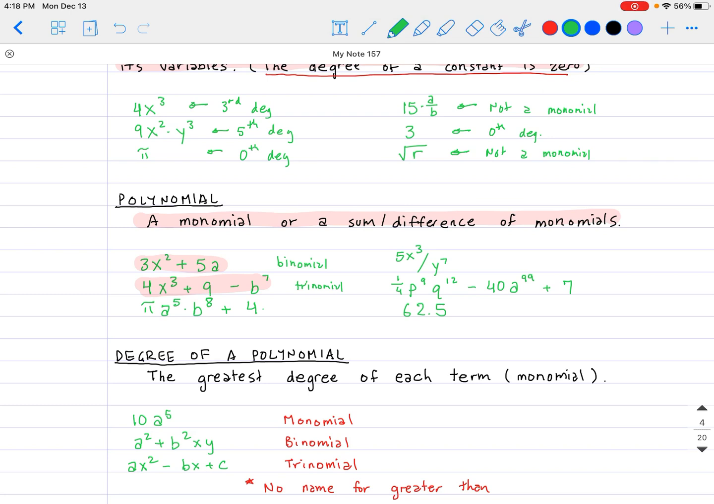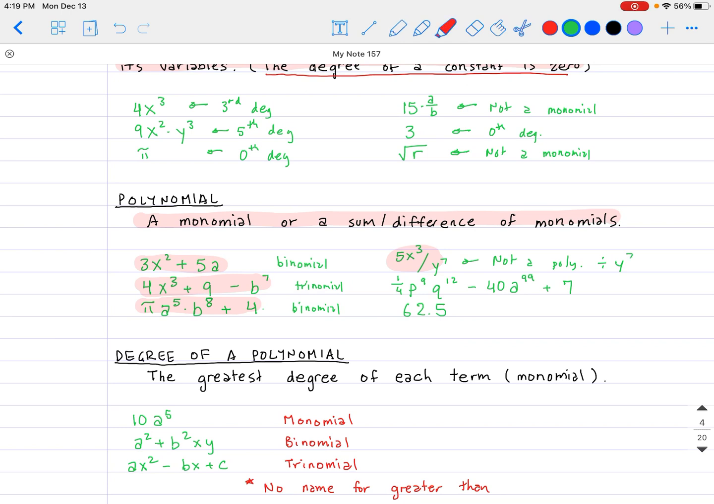The one underneath it is also a polynomial. This right here is a binomial because you have two terms. Remember that 4 is still considered a monomial because it's just of 0th degree. So this is also going to be a binomial. But on the right-hand side, because of the nature of 5 times x to the third divided by y to the 7th, because you're dividing by a variable, that is not considered a polynomial. So this right here is not a polynomial because we're dividing by y to the 7th power.